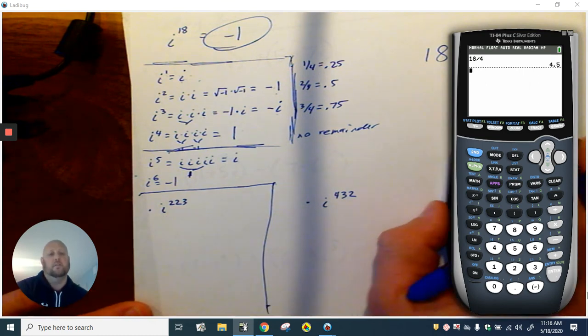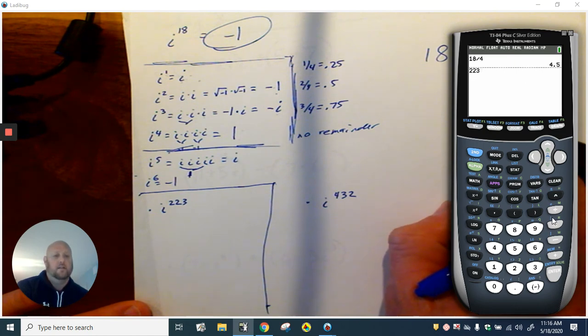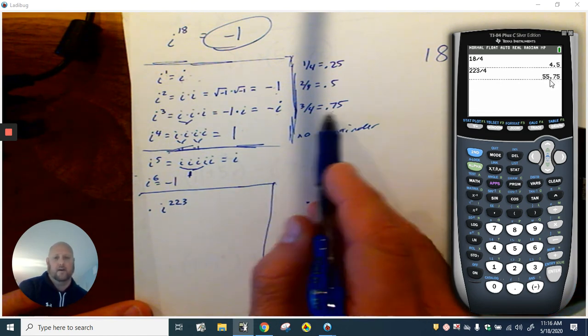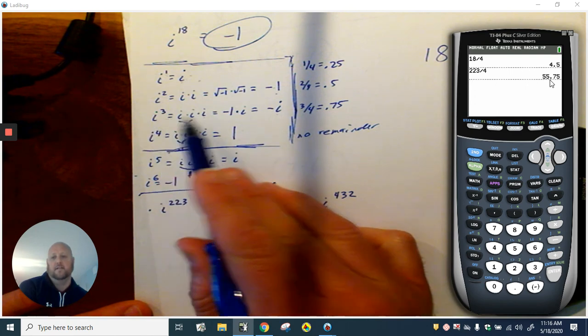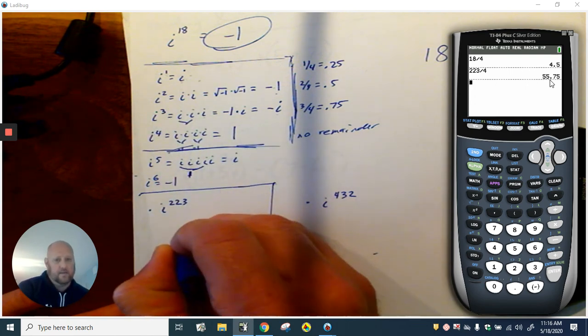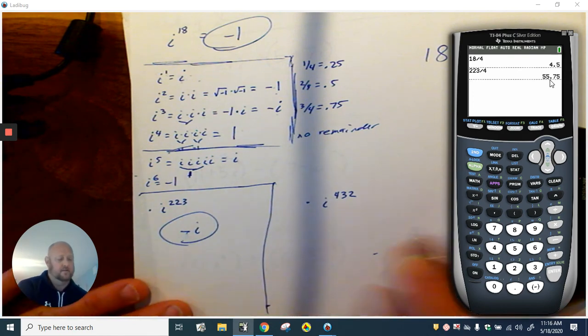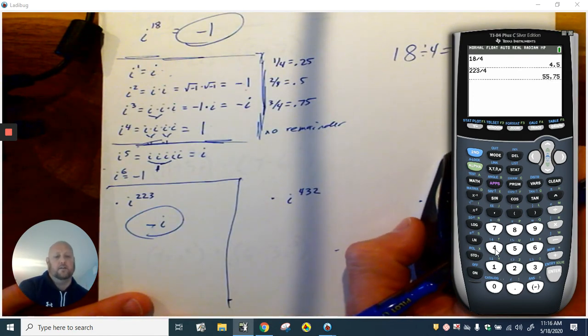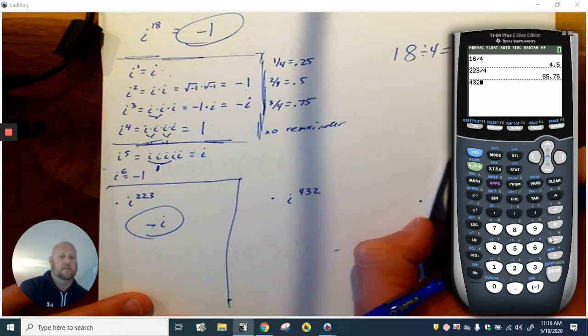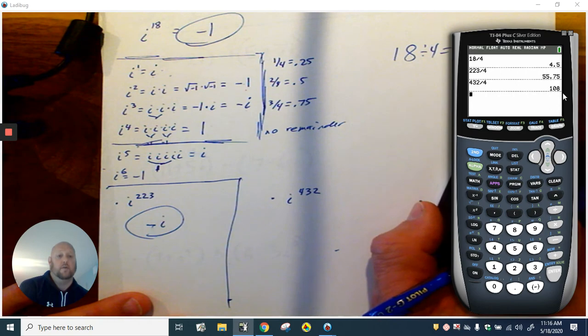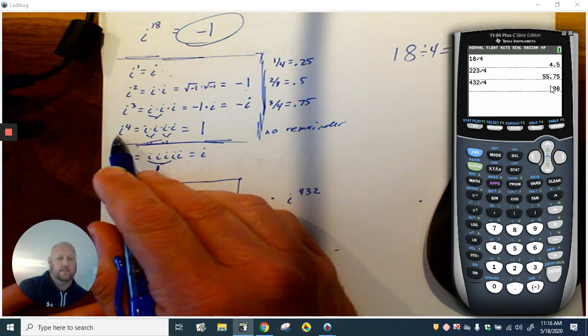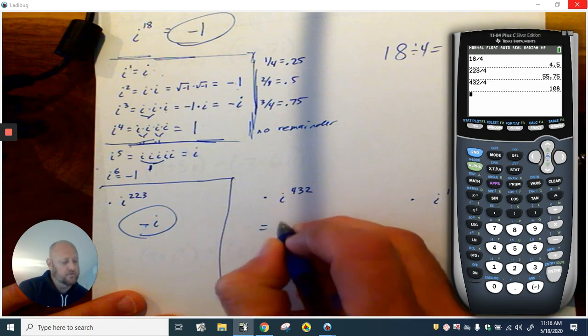i to the 234th. It's just a matter of doing 234 divided by 4. We see a remainder of 0.5. A remainder of 0.5 tells us there's a remainder of 2, so it's the same as i squared, which is -1. We can do i to the 432nd. We just take 432. We divide it by 4. We see there is no remainder, which tells me that's the same as i to the fourth, which is equal to a +1.